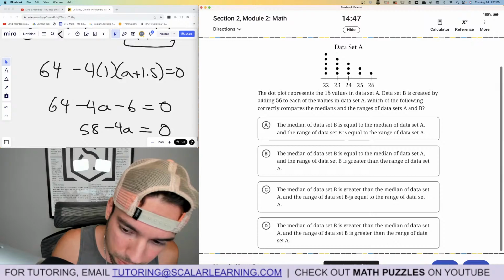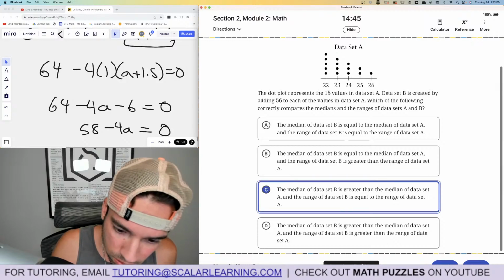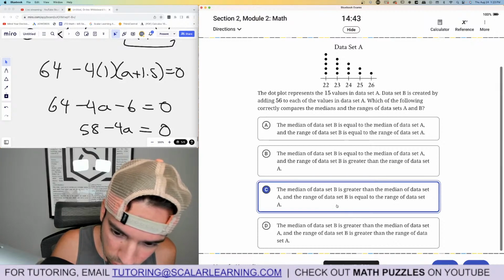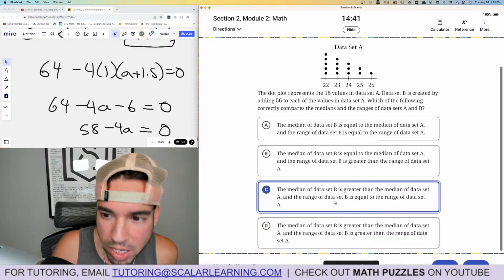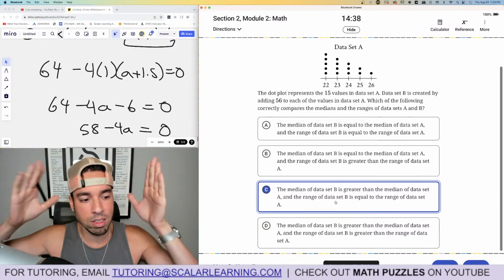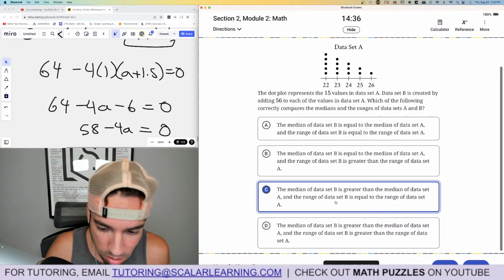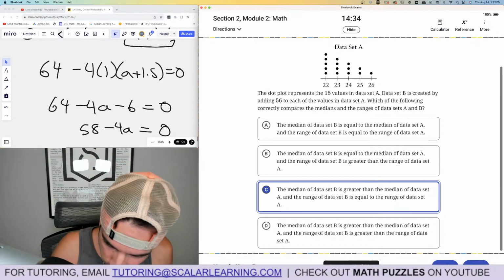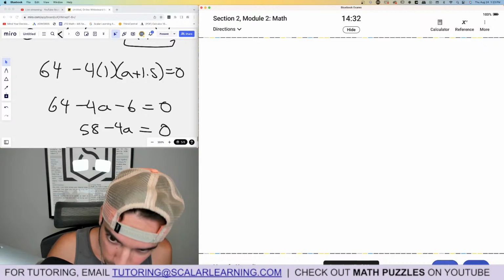The median of dataset B is greater. So it's got to be C or D. And the range of dataset B is equal. The ranges are equal because if you're adding 56, it's still the difference of the biggest and the smallest. It's still going to be the same. So C is the answer. Okay. Whoops, I didn't skip something, did I?